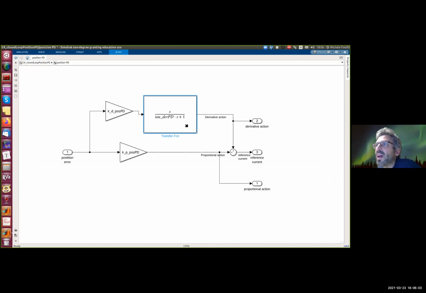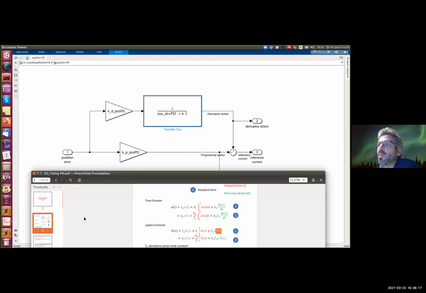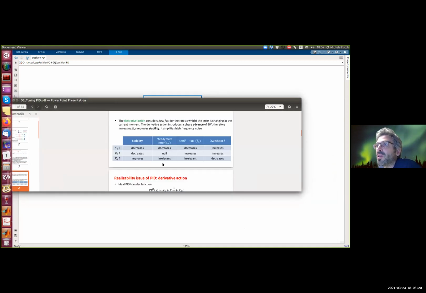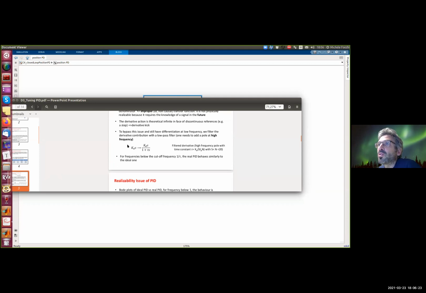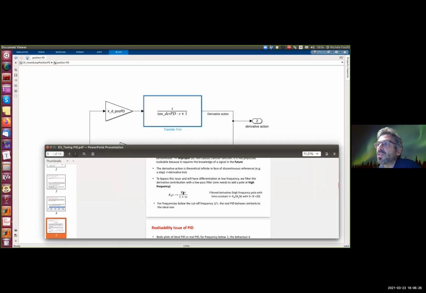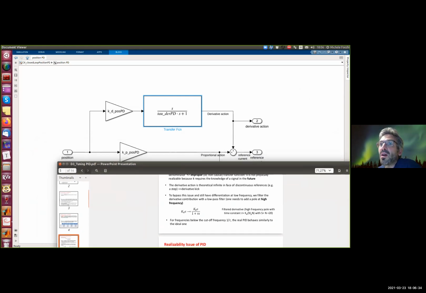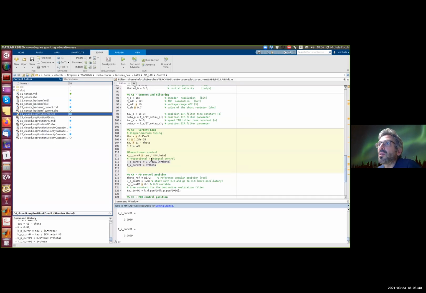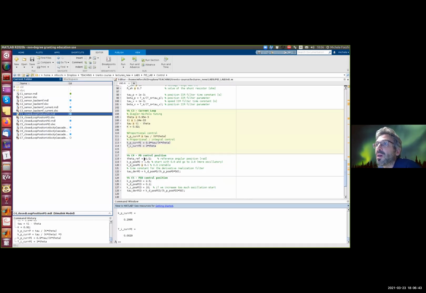But you remember that S is not realizable because we have more zeros than poles. So we need to introduce a high frequency pole to make it realizable. You remember whatever we did here. So we replace the KD S with KD S over 1 plus tau S, where this is the tau of the high frequency pole. And we set this tau, how much? At high frequency. So this is the formula we were using.